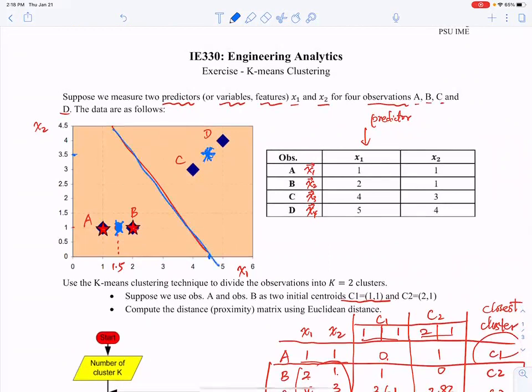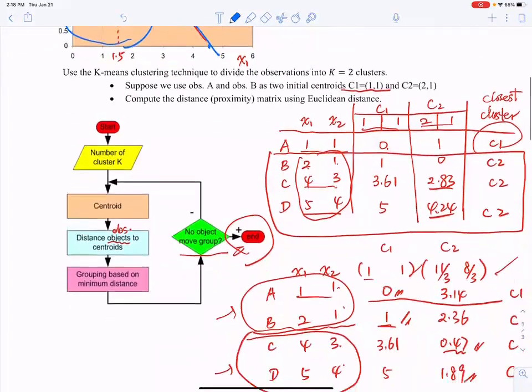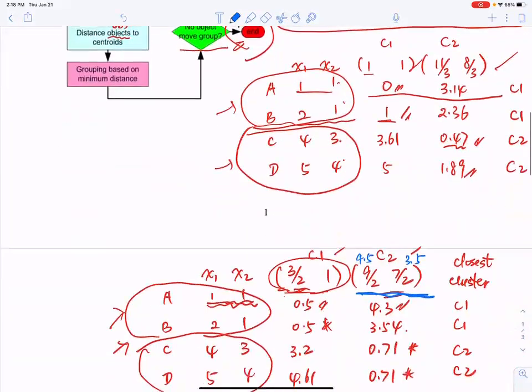So the clustering result has two clusters. This is the basic algorithm of K-means clustering. So this ends this lecture.